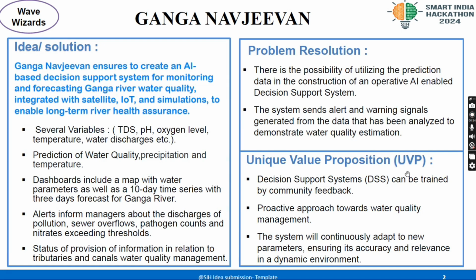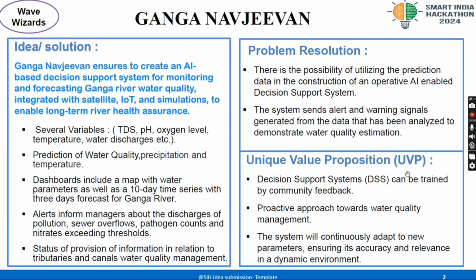So Ganga Navjeevan is a project in which we are ensuring to retain the Ganga's original water quality as it is. Ganga Navjeevan creates an AI-based decision support system for monitoring and forecasting Ganga River water quality, integrated with satellite, IoT and simulation to enable long-term river health assurance.